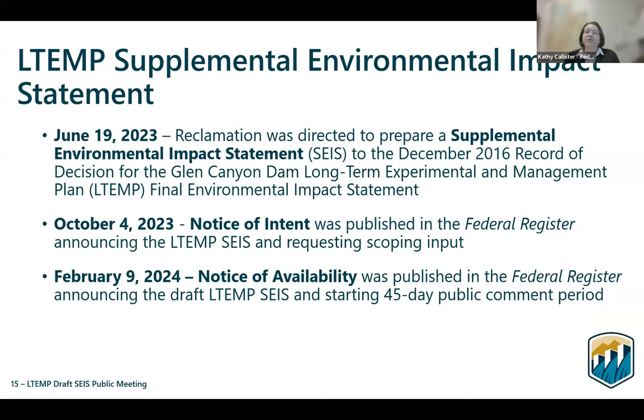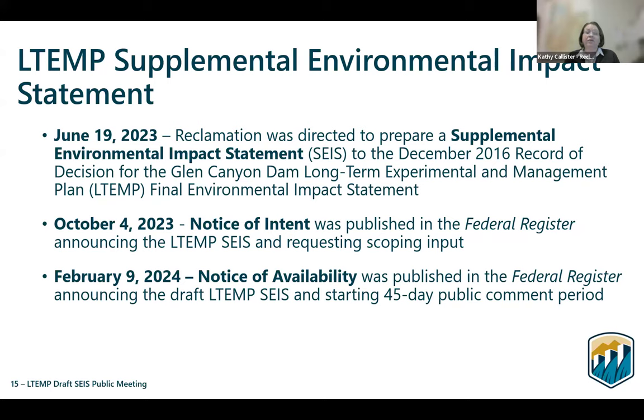So on June 19th, 2023, Reclamation was directed to prepare a supplemental environmental impact statement to the 2016 record of decision for LTEMP. Previous to that, we had prepared an environmental assessment that was published in February 2023. We received over 7,000 comments on that environmental assessment, and so the decision was made that we needed to undertake a more in-depth analysis of the alternatives.